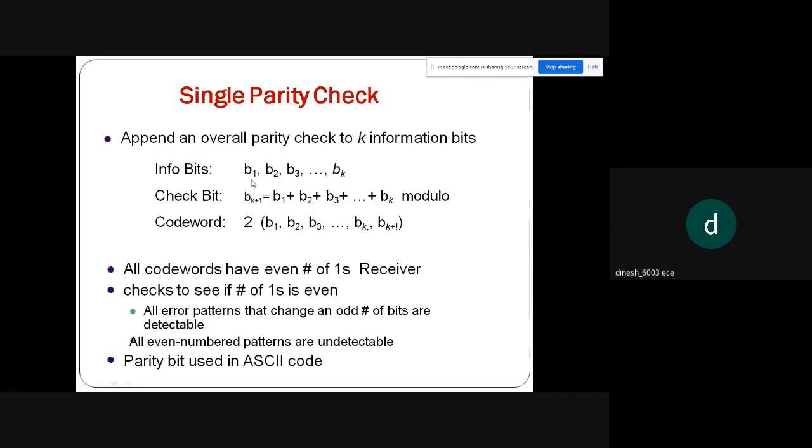We have information bits b1, b2, b3 till bk. If the count is odd, we take it as odd parity, and if it is even, we take it as even parity. We can do horizontal parity. This is horizontal. We can do vertical, which will be in the form of row 1, row 2, row 3, row 4, row 5. And we can do horizontal and vertical together also.